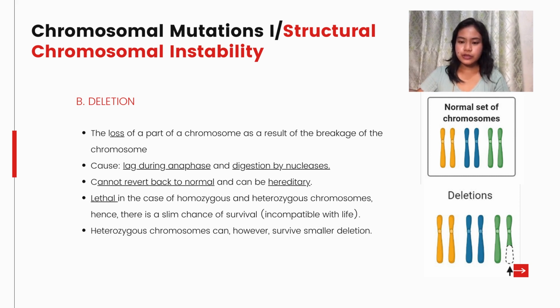Deletion is a type of structural mutation that occurs due to the loss of a part of a chromosome as a result of the breakage of the chromosome, usually due to lag during anaphase and digestion by nucleases. Chromosomes that have undergone deletion cannot revert back to normal, and if transmitted to the next generation, can be hereditary. Deletion is lethal in the case of homozygous chromosomes, and even in heterozygous chromosomes, there are slim chances of survival. Heterozygous chromosomes can, however, survive smaller deletions.